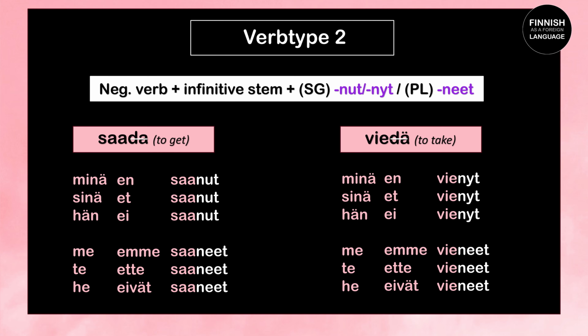One more verb, viedä, means to take. Minä en vienyt. I didn't take. Sinä et vienyt. You didn't take. Hän ei vienyt. He or she didn't take. And the plural forms, me emme vieneet. We didn't take. Te ette vieneet. You didn't take. And he eivät vieneet. They didn't take. To sum it up, this verb gets for its singular person the nyt ending, and for the plural forms we use the neet ending.